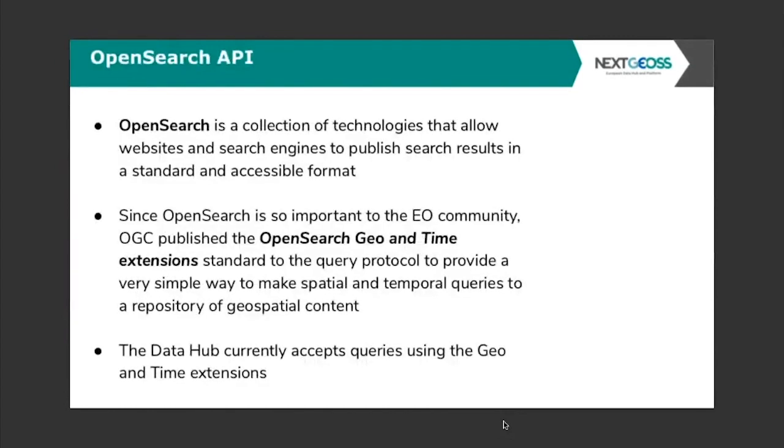As probably most of you know, OpenSearch is a collection of technologies that allows websites and search engines to publish search results in a standard and accessible format. So this was one of the things we had in mind when we started to build the OpenSearch API for NextGEOSS. And we've taken a look into the OGC standard for OpenSearch geo and time extensions, and we're currently accepting queries using this standard on our portal.